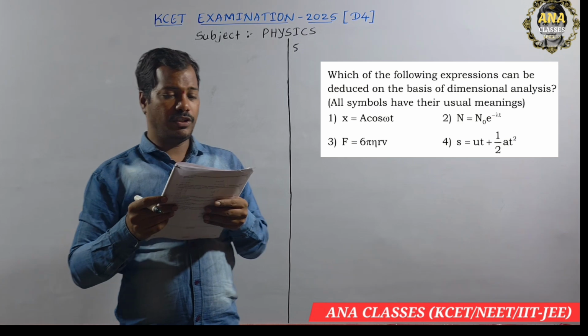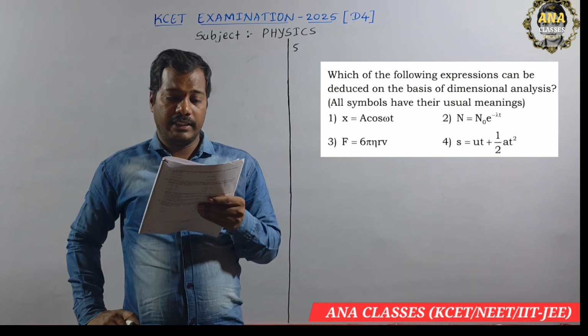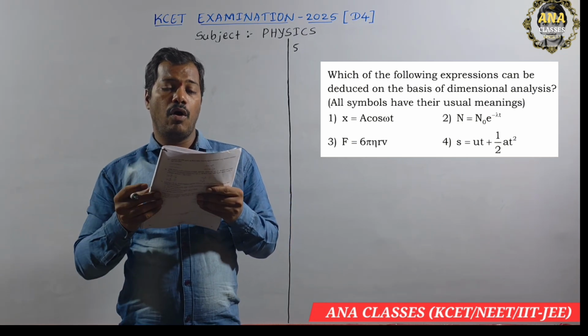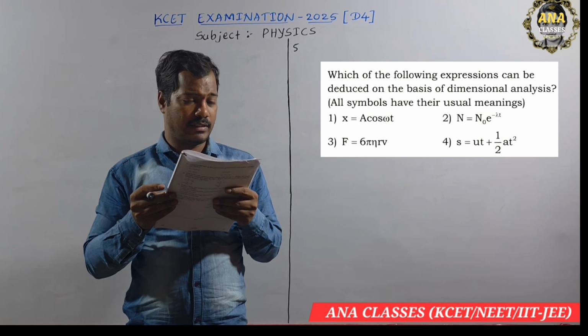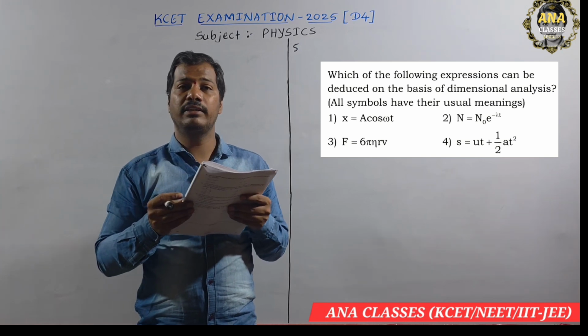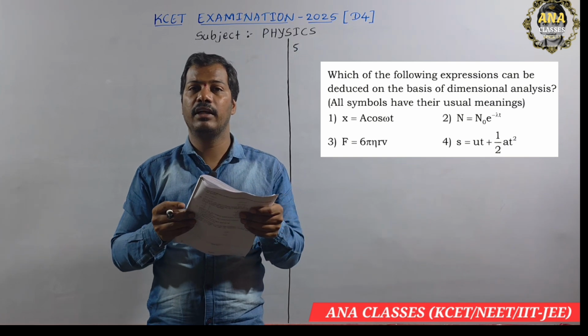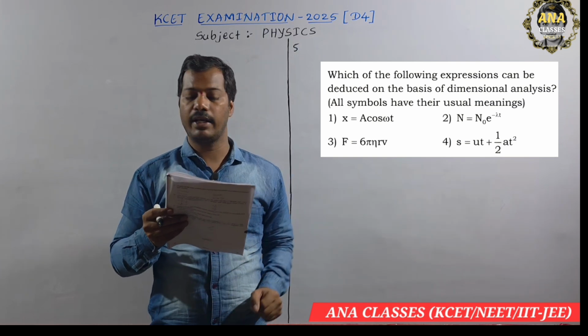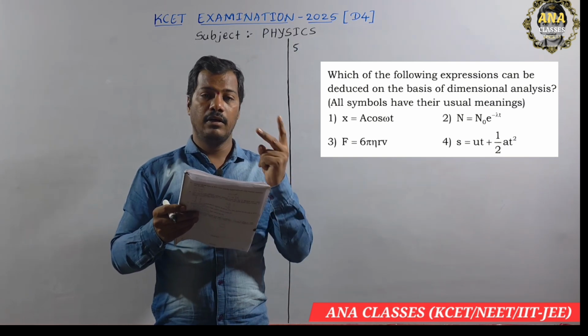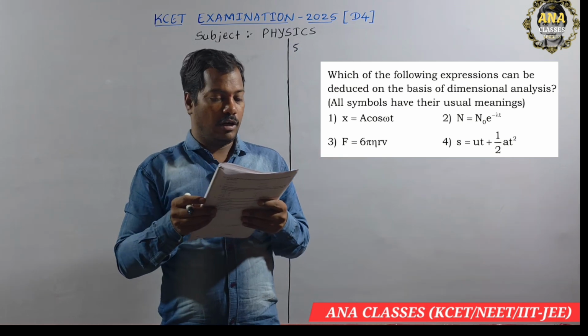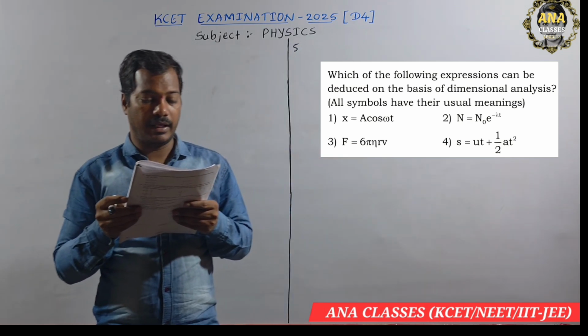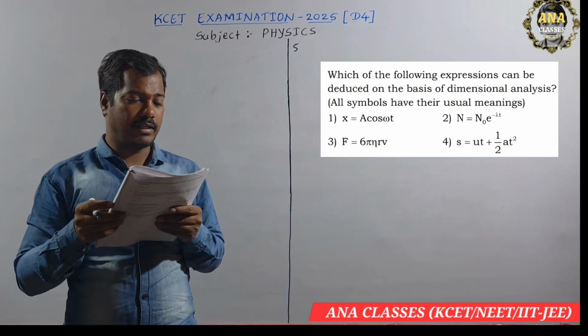Question number 57. Which of the following expressions are deduced on the basis of dimension analysis? Exponentials or trigonometric functions cannot be written using the dimension formula, so the first two options are deleted. Option third is correct. F is equal to 6 pi eta r into v. That is the correct option.